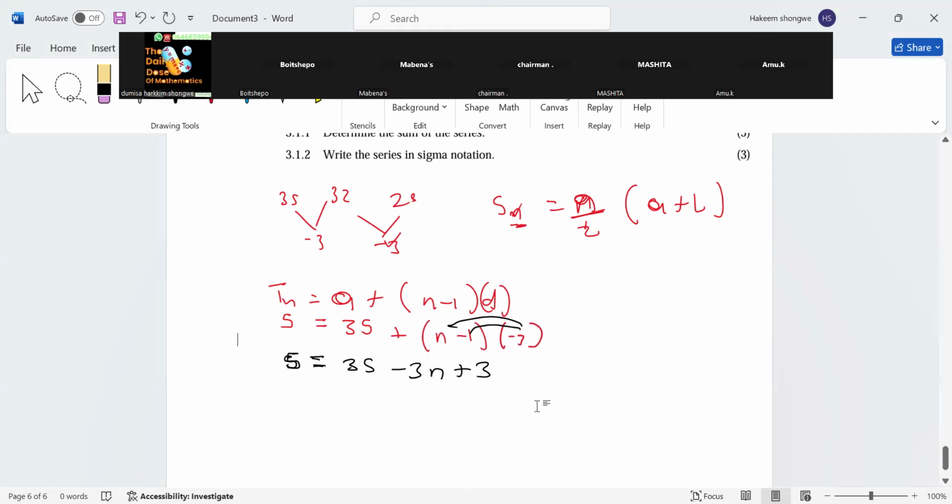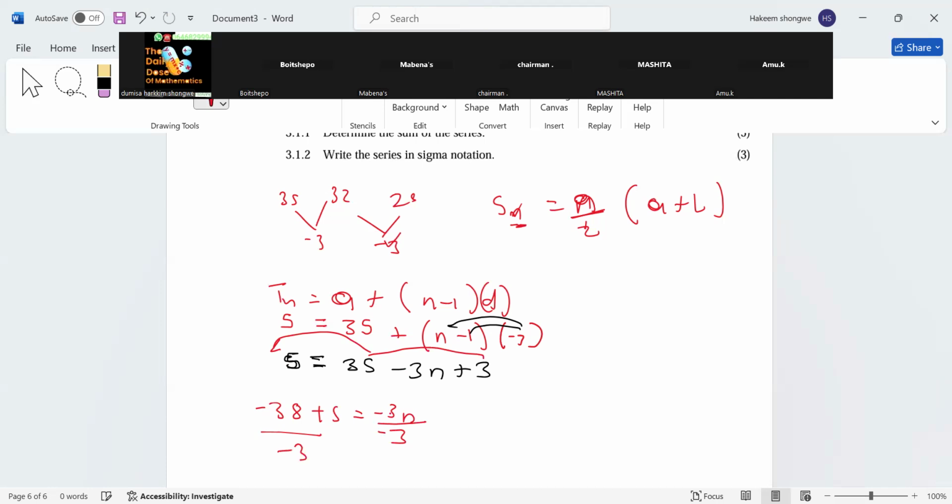Okay, let's try to move and see if maybe as I write, it will pick up. So we have this one and this one, they give us 38. Take 38 to the other side, it gives us minus 38 plus 5, which is going to be minus 3n. Divide by minus 3. So n is equal to 11.